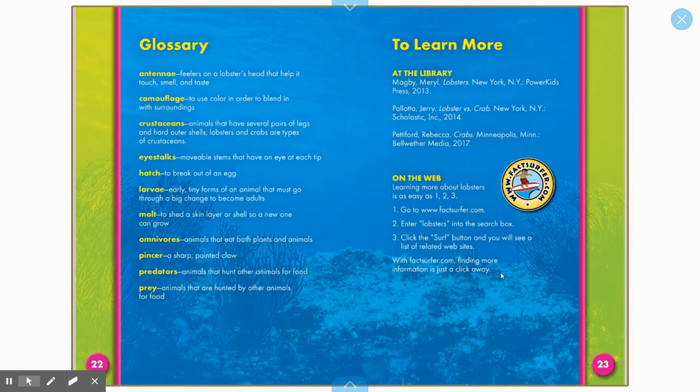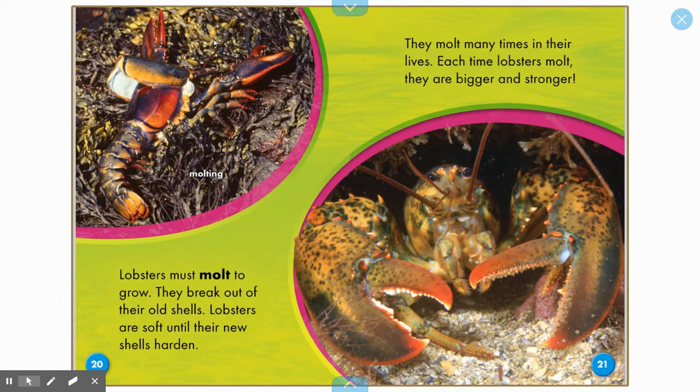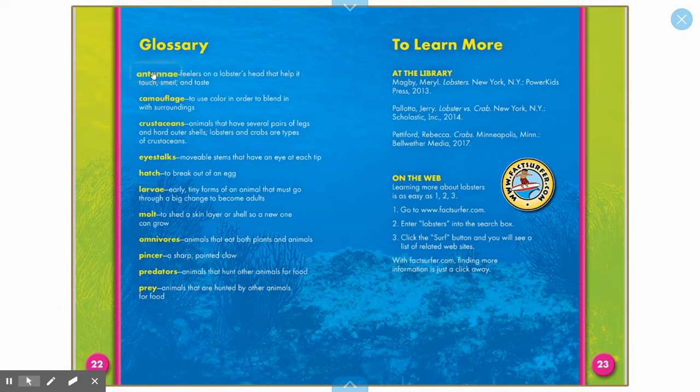The end. Almost. Now we're at the glossary. The glossary is where you can find words in the text that are defined. So if you don't know what a bolded word means, like I didn't know what eye stalks was, I came back here to the glossary to find out the definition. There are all different words in this story that were defined.